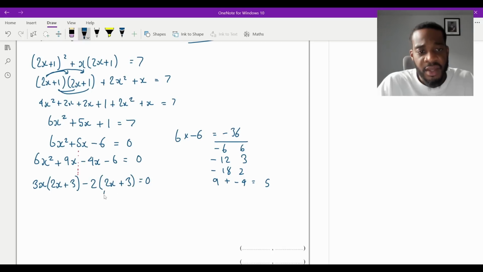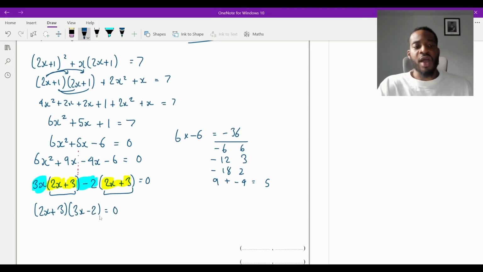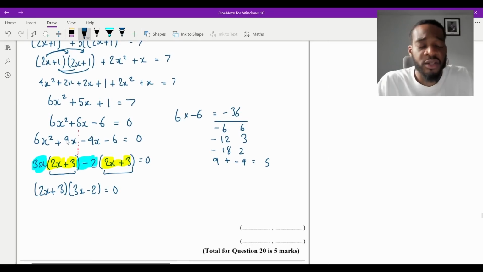And then once I'm here, I've got that common factor of 2x plus 3 in both. So I can take that out, 2x plus 3, like that. So we've taken out this common factor. And then the other bracket is what you're left with, isn't it? It's going to be the 3x and the minus 2. So it's going to be like that, is equal to 0. So now we've solved it, or no, we haven't solved it, we've factorized it, right?